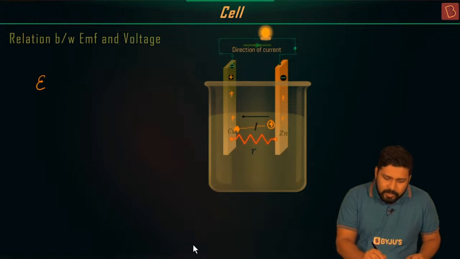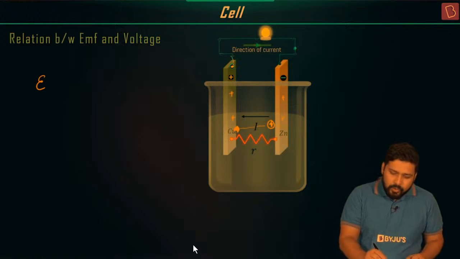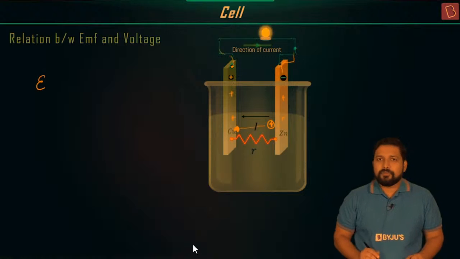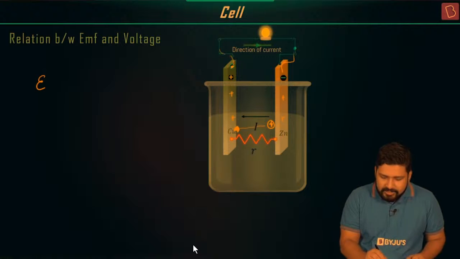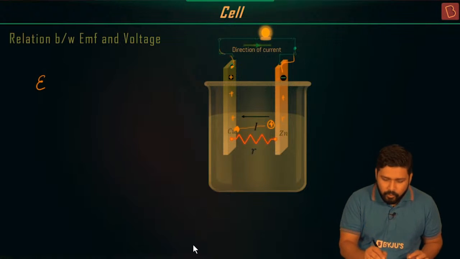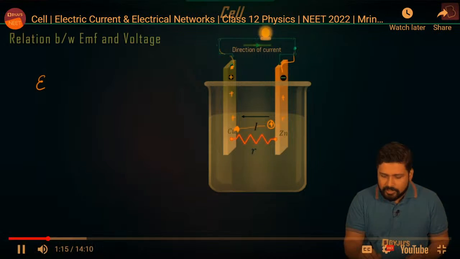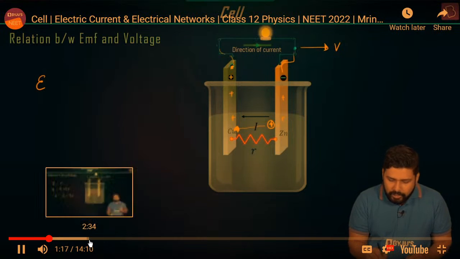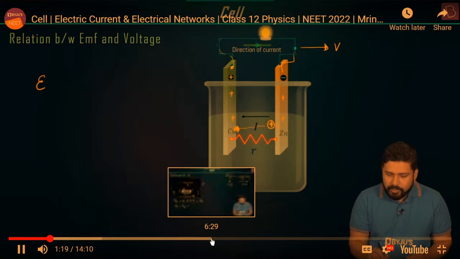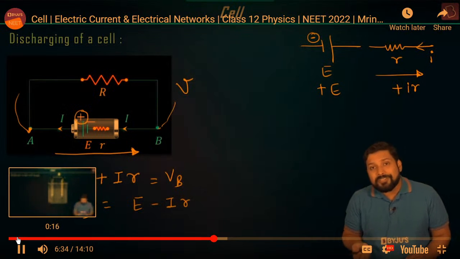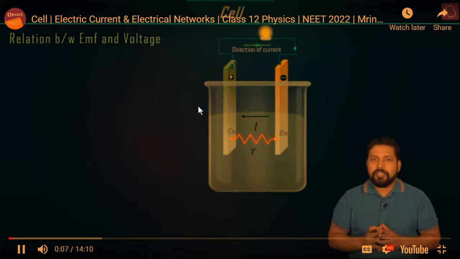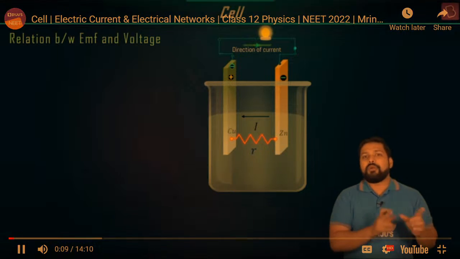Now, the terminal potential is the amount of work done in going from one terminal to another terminal, okay? So the amount of work done in going from one terminal to another is equal to V, right? So V is E minus IR. VA minus VB is nothing but the voltage, we will denote with V, and EMF we will denote with E.